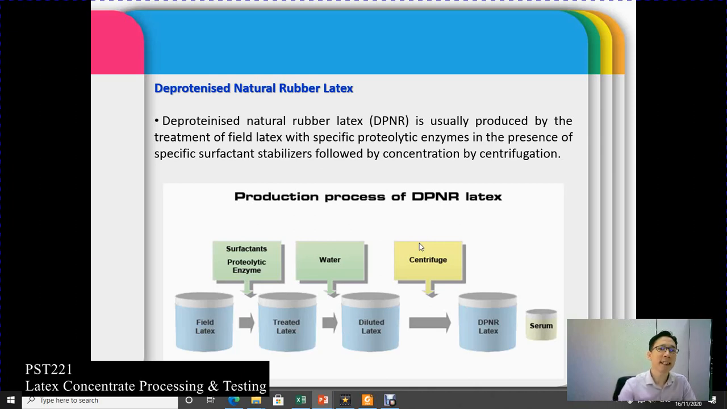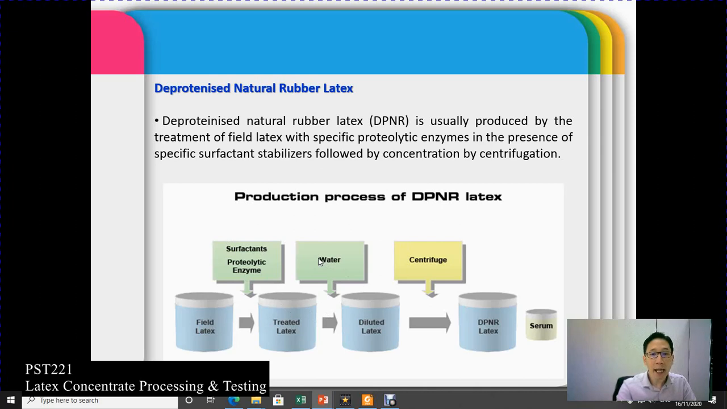Okay, this is the production flow for the DPNR latex. Basically, you will receive the field latex. You need to add the surfactant, and here are the functions of the surfactant, the proteolytic enzyme, and then you produce a treated latex. So you need to bear in mind, if you need to produce a deproteinized latex, you need to add the surfactant before you treat the latex.